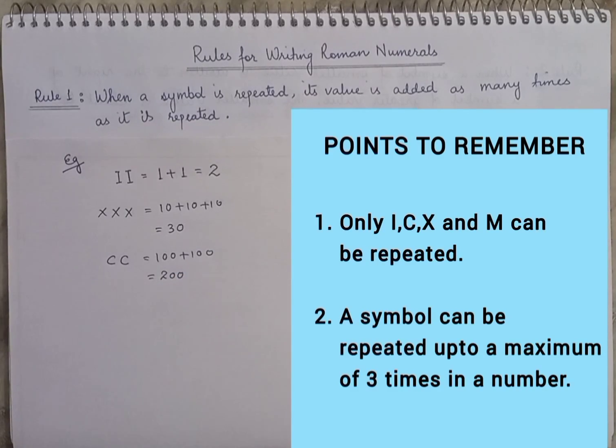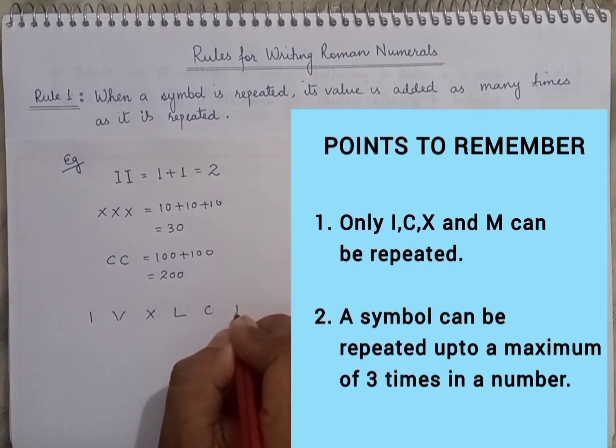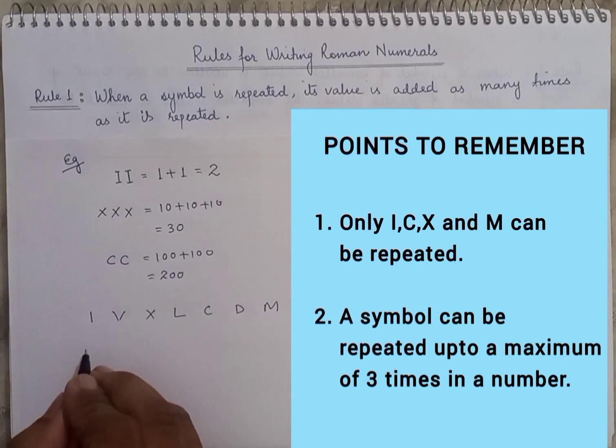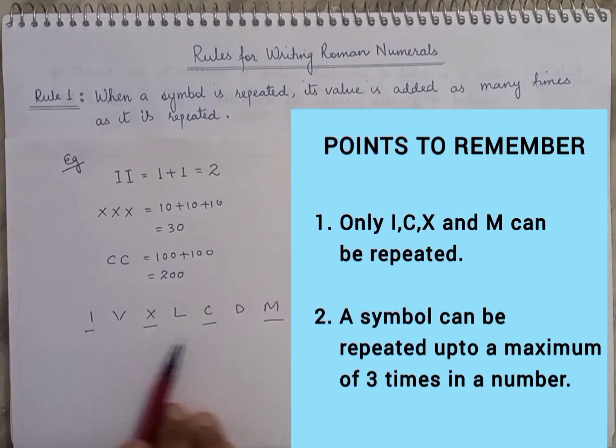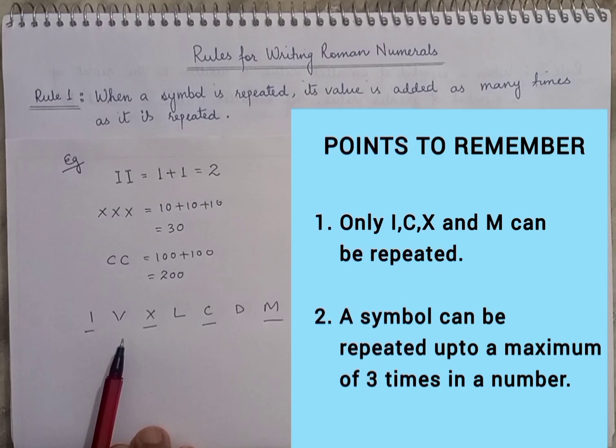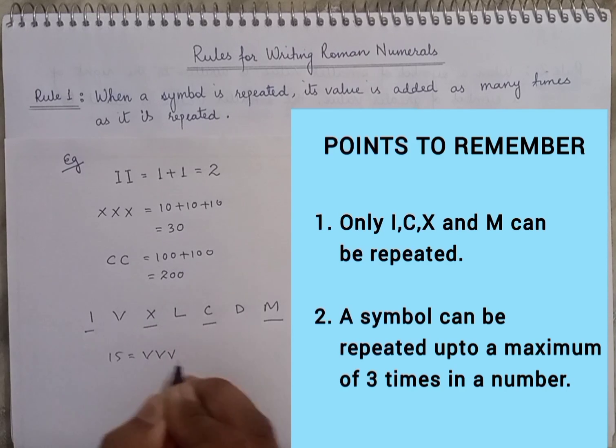But for rule number 1, we have to keep in mind two exceptions. The first: only I, X, C, M can be repeated. There is an easy way to remember this. I, V, X, L, C, D and M. If we start from I and skip one alphabet, these are the alphabets which can be repeated, and V, L and D cannot be repeated. For example, if we want to write 15, we cannot write V, V and V. This is wrong.